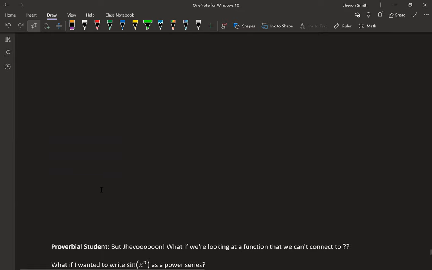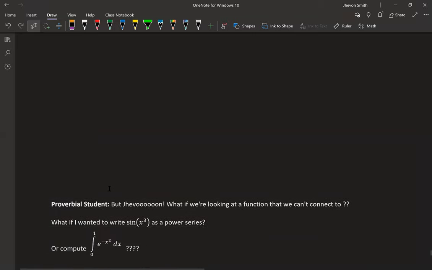Yes, proverbial student. What if we're looking at a function that we can't connect the 1 over 1 minus x to, right? What if I wanted to talk about an integral like sine of x cubed? What if I wanted to compute the integral from 0 to 1 of e to the minus x squared, which for any of you who have done applied math, you'd realize is super important to things like probability and statistics. So that's not even a completely random example.